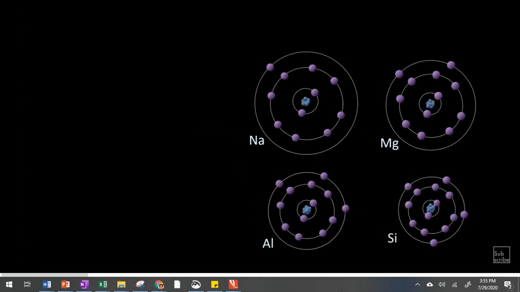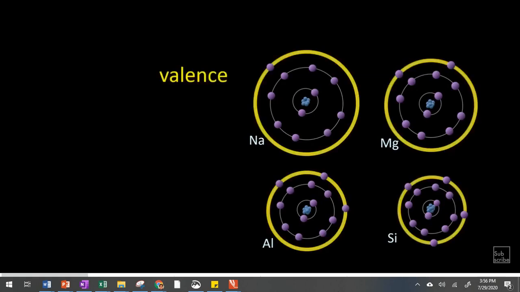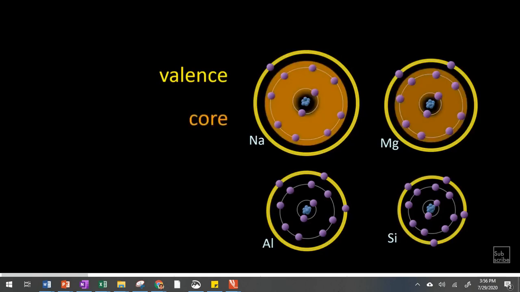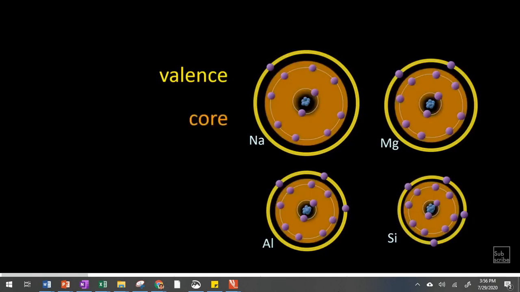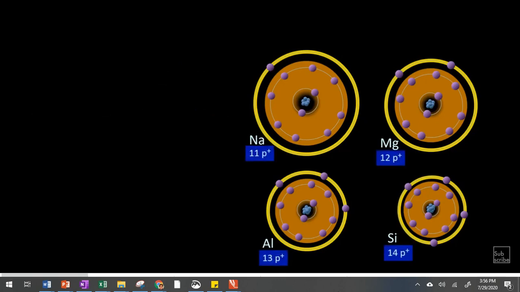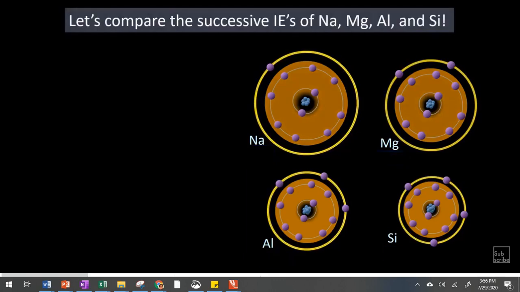First, and very importantly, we need to make sure we are acquainted with where valence and core electrons are on our atomic model. It is the outer energy level where the valence electrons are, and it is the inner energy levels where the core or inner electrons are. Note that with these four elements, the core electrons represent the stable noble gas configuration of neon. Also important, notice that each succeeding element has one more proton, which increases the attraction the nucleus has for their electrons. And now we can compare their successive ionization energies.